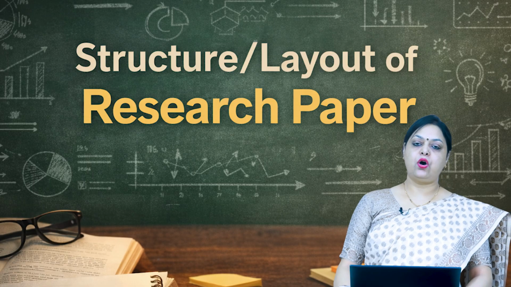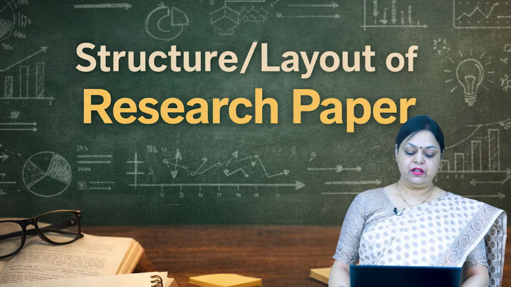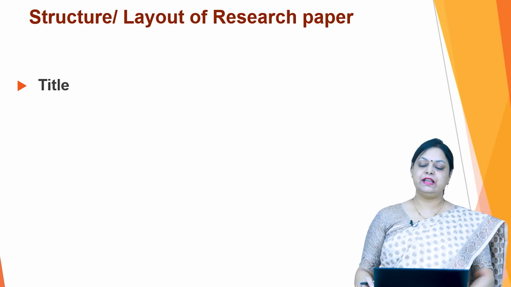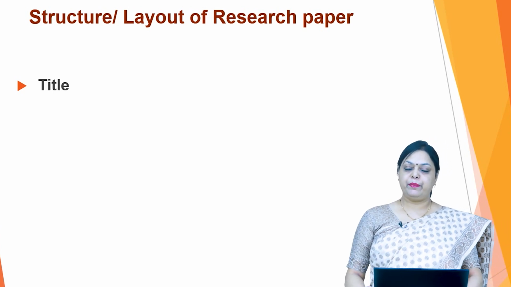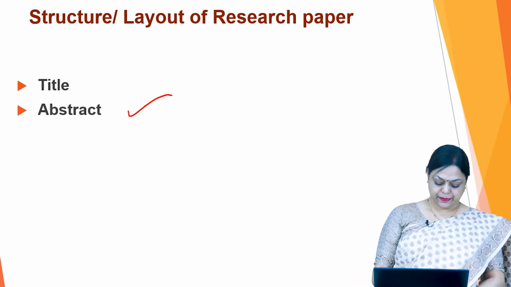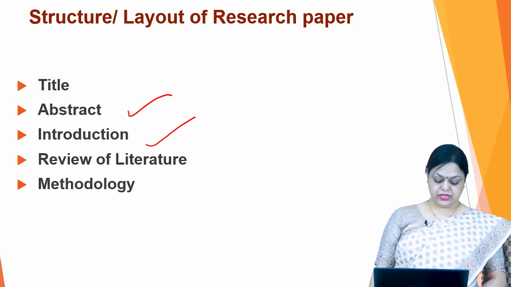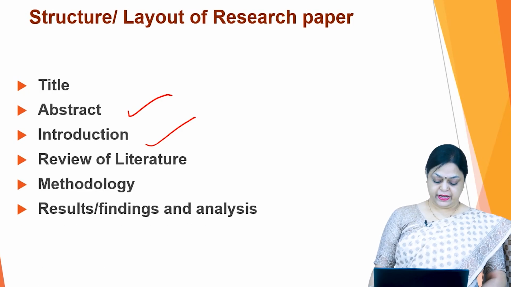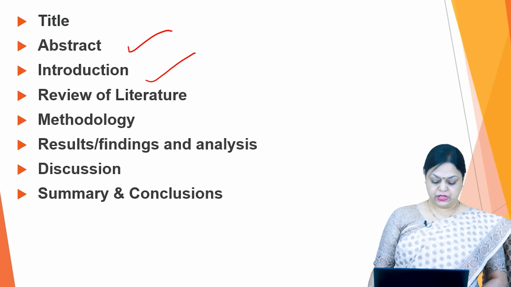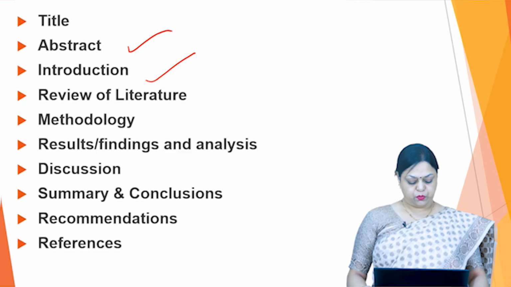Now we will discuss how the structure or layout of a research paper should be. These are the general guidelines for preparing a research paper. First, title, second, abstract, introduction, review of literature, methodology, results and findings, discussion, summary and conclusion, recommendations, and last, references. We will discuss all these points one by one.